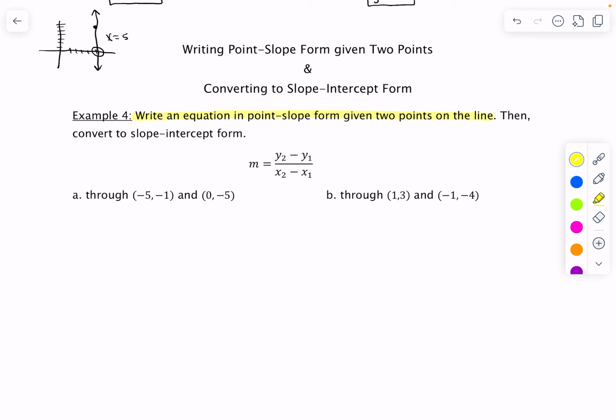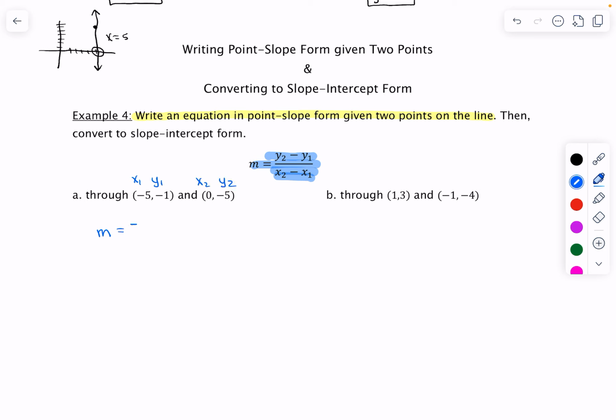So that's the first thing we're going to do. In order to do this, I've got my 2 points, here's my second point, but I don't have the slope. And in order to write something in point slope form, I have to have my slope. Well, that's why I put this slope formula here, m equals y2 minus y1 over x2 minus x1. So I'm going to use that to find my slope first. So let's label this x1, y1, x2, y2.